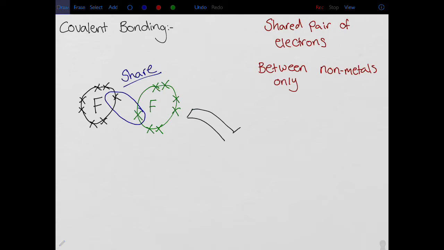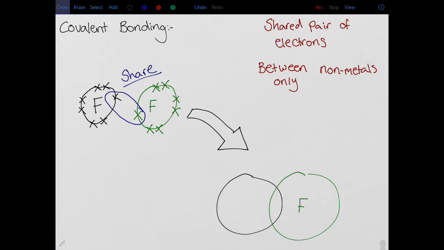So if we draw this together, we can see that we've got two atoms of fluorine. However, this time they are now bonded and they still have their 7 electrons on their outer shell, but because they're sharing a pair of electrons now, actually combining, we have an outer shell of 8 electrons for both atoms.